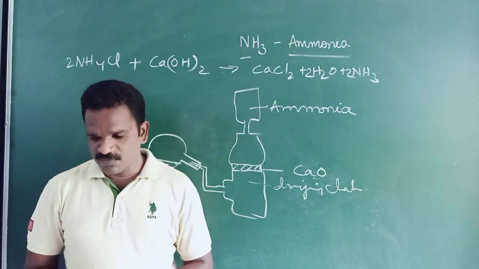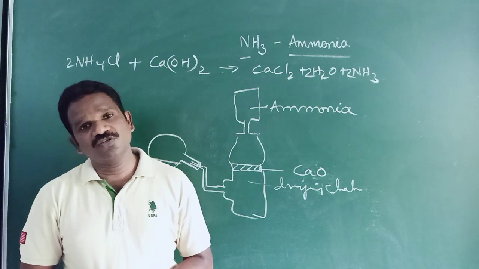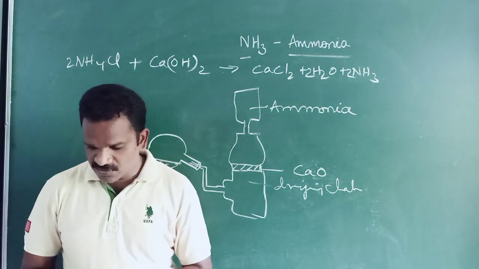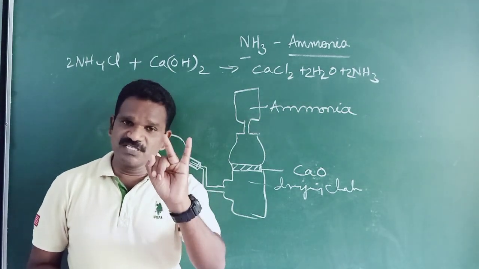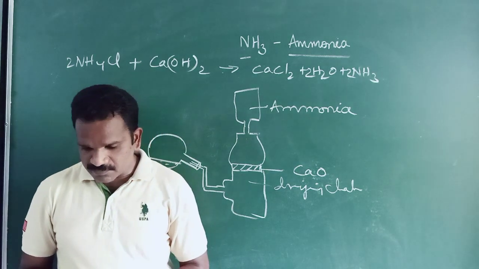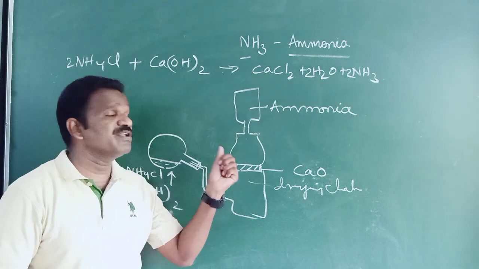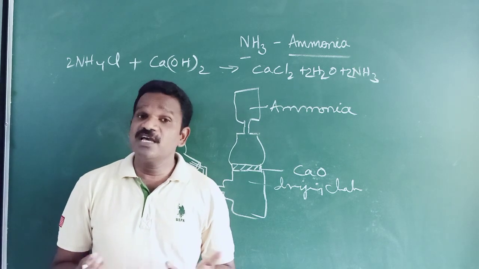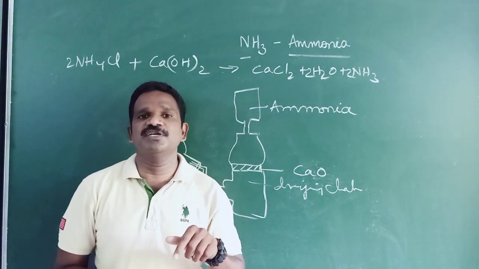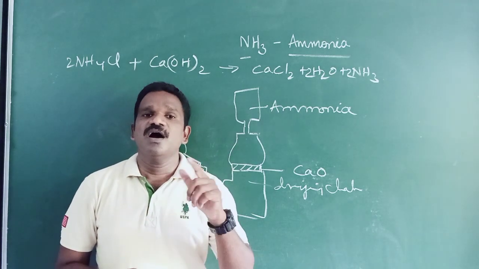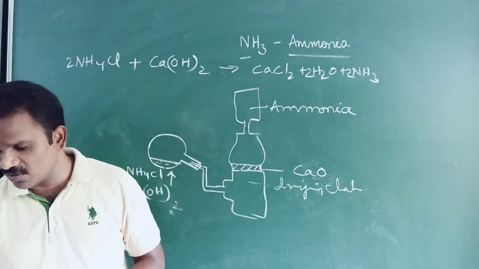Not only calcium oxide, we can also use sulfuric acid, phosphorus pentoxide or calcium chloride, but we are not using them. We could use P2O5, CaCl2, or conc. H2SO4. Why are we not using them? Because ammonia is basic in nature, so it may react with them. That's why we are not using conc. H2SO4, CaCl2 or P2O5. We are only using calcium oxide.